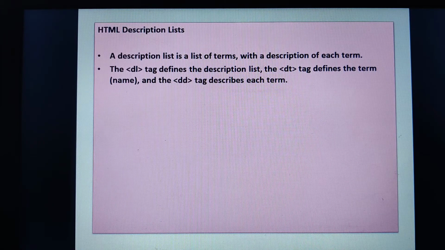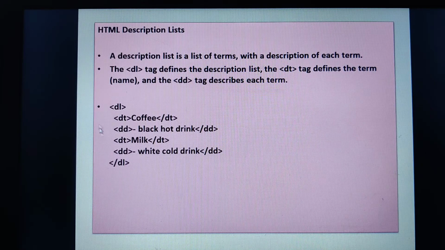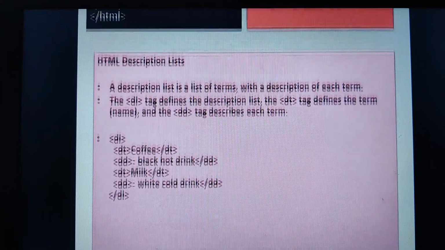Let me show an example of how we are using the description list. Look here: DL, DT, coffee, and DD. The DD tag provides the description of each term we are listing. So for coffee I want to provide the description as black hot drink. For milk, I want to provide white cold drink. This is how we are using the description list.